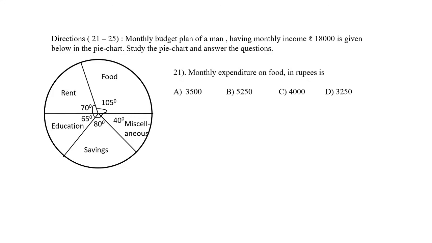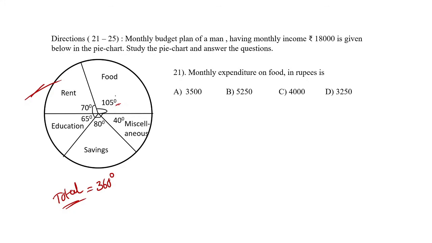Now see, from the 21st question to the 25th, the directions: the monthly budget plan of a man having a monthly income of 18,000 is given below in the pie chart. Study the pie chart and answer the questions. See this pie chart: food, rent, education, savings, miscellaneous. All these are given in degrees. The total circle is how many degrees? 360 degrees. The total pie chart circle is 360 degrees.